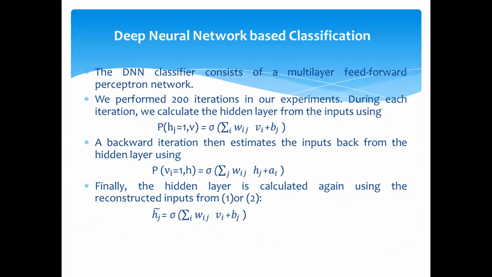The next one is the deep neural network based classification, which is used as the classifier. The classifier consists of a multi-layer feed-forward perceptron network. Using these calculations, we evaluate the hidden layer inputs. Then backward iterations estimate the input back from the hidden layer using the second equation. Finally, the hidden layer equation is substituted, and the final equation gives the output.